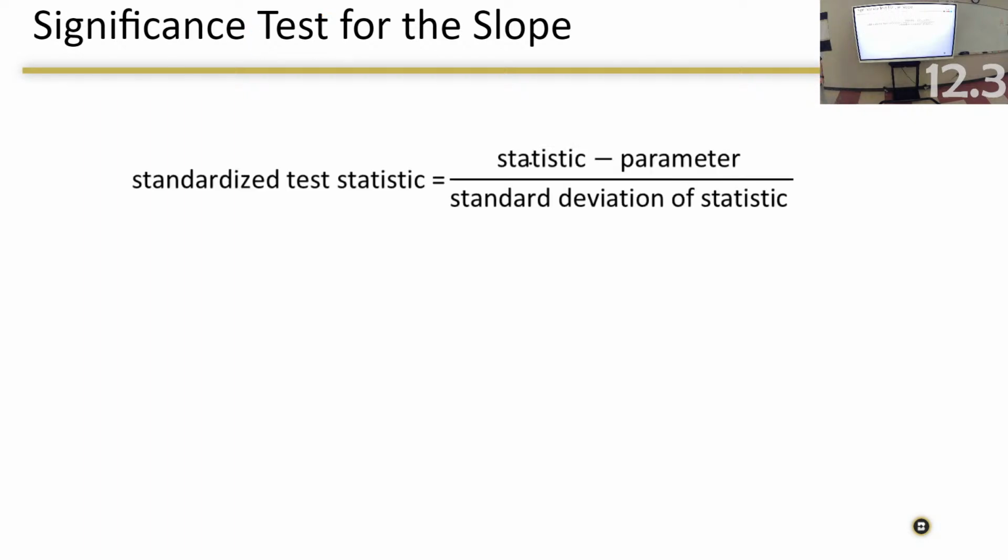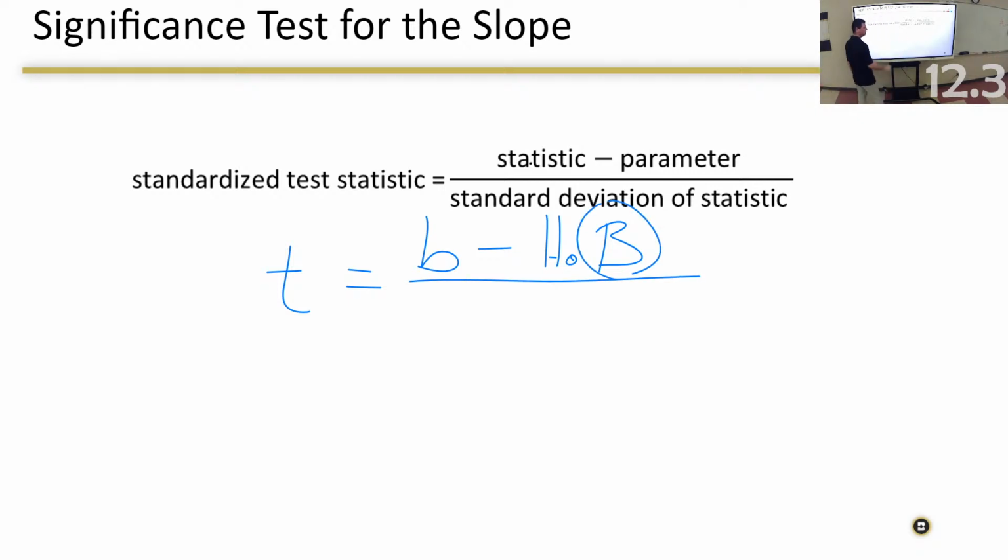Okay, now let's talk about the test real quickly. And this one you can somewhat already understand, right? You know that the standardized test statistic is equal to the statistic minus the parameter over the standard deviation. Well, in our particular case, the test statistic is going to be T, and the statistic is going to be b. And the parameter is going to be whatever H0 is. Most of the time it's beta, but whatever our H0 is.